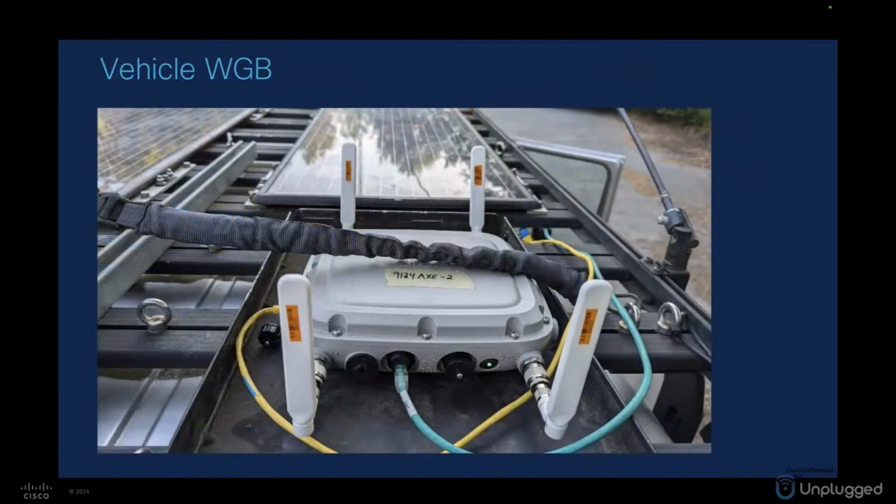And then this is the Workgroup Bridge on the top of the truck. The Workgroup Bridge is a 9124 AXE. I'm actually using some N to RP-TNC adapters to go to the good old dual bands just for this particular demo. I've got a few other things I've made over the years, but this works well enough. And you can see I've got the console on there as well, so I can kind of keep an eye on the roaming the poor man's way.